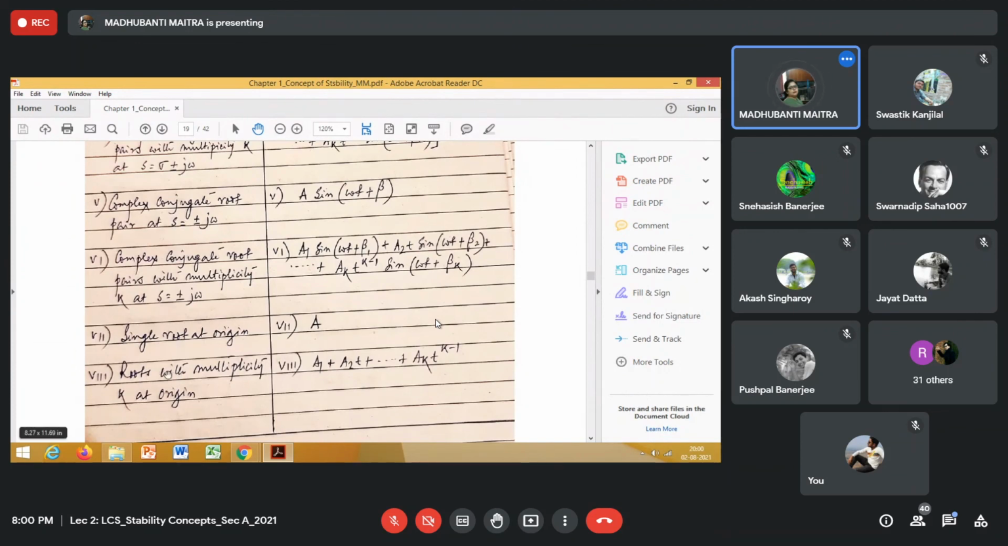So this location is only this. We are left with this particular location. That means a single root at the origin of the S plane. So if a single root at the origin of the S plane occurs, then the output response will be constant. Let's call it A. So c(t) will be constant with time, A, right?